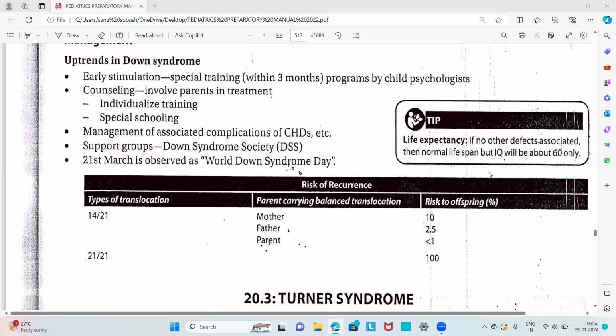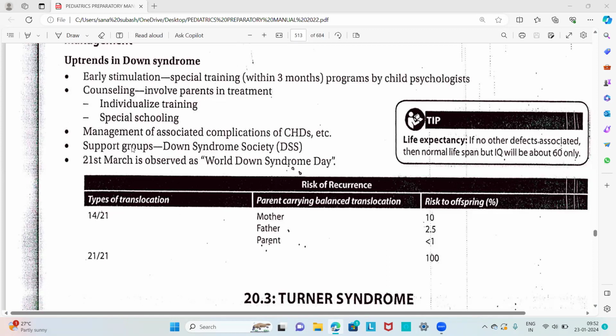In the management part, we have to give early stimulation, that is special training within 3 months, through programs by the child psychologist. We also have to involve the parents in the treatment by counseling, and individualized training and special schooling will be provided. Then the management of associated complications like congenital heart disease, etc. And there will be support groups, that is the Down syndrome society in every society, so we have to report to them.